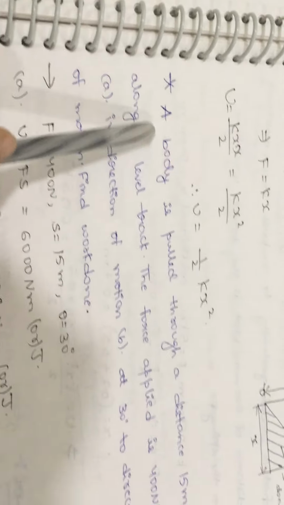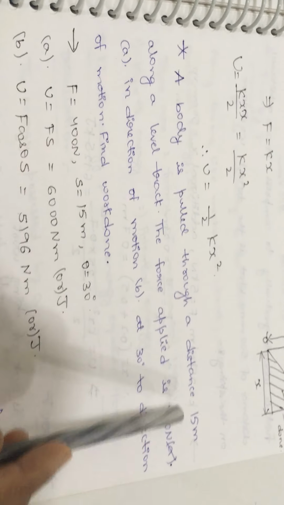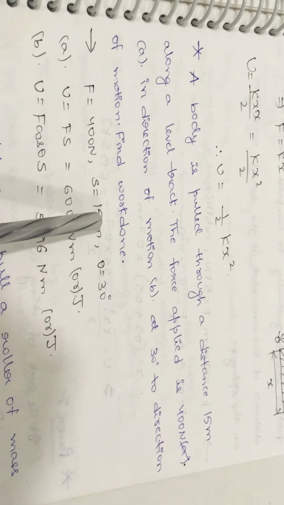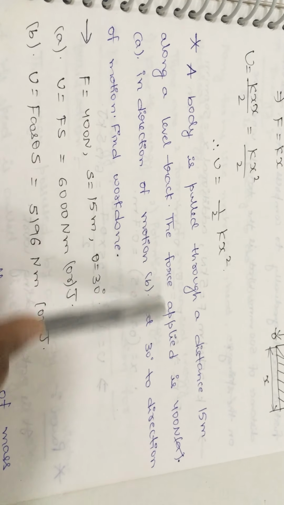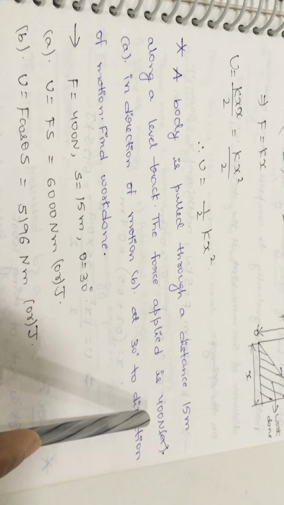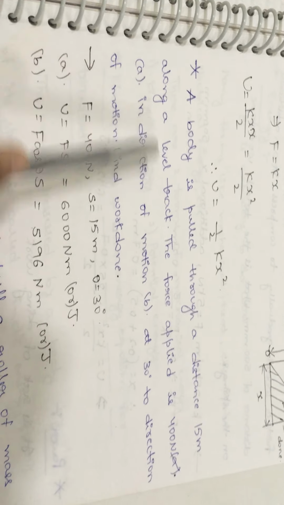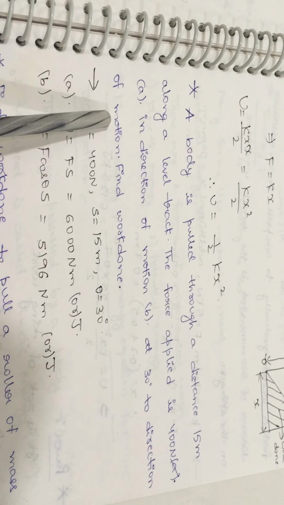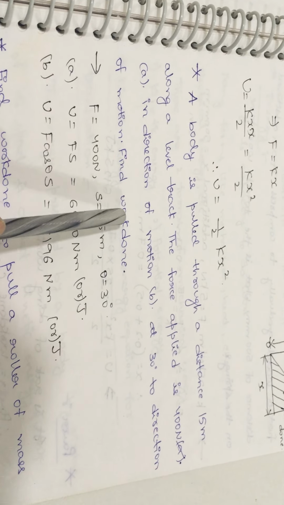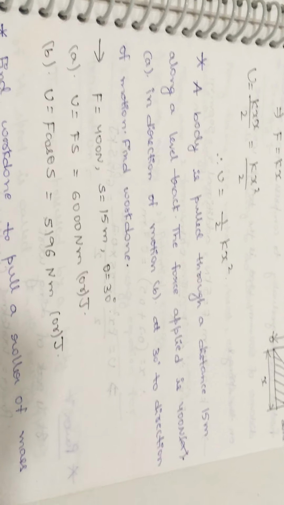Now we will see some problems for the work done. Here a body is pulled through a distance of 15 meter along a level track, that is nothing but the displacement, S value is given as 15 meter. Next, they are asking us to calculate the work done when the force applied is 400 Newton in the direction of the motion in the first bit, and in the second bit some inclination is there at 30 degrees to the direction of the motion. So here according to the force only you will get the work done formula.